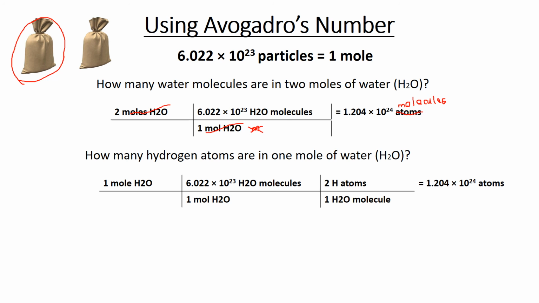So if I have one of these bags, it'll contain twice as many hydrogen atoms as water molecules. So if I have 2 of these bags, it will have the same number of water molecules as there are hydrogen atoms in one of the bags. I hope that made sense. I hope this concept is making sense.